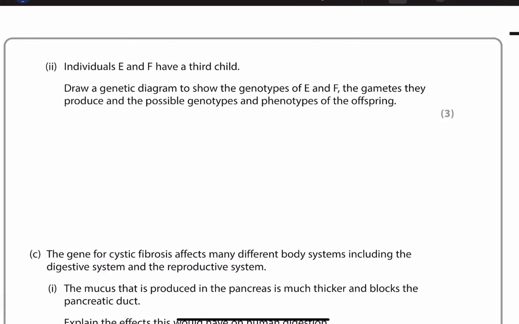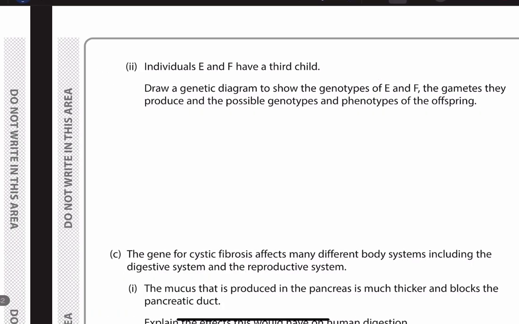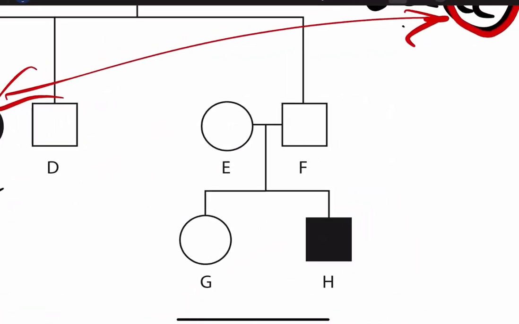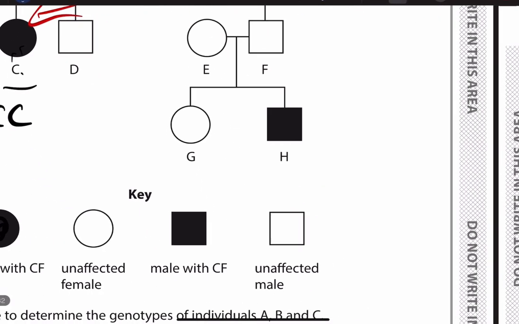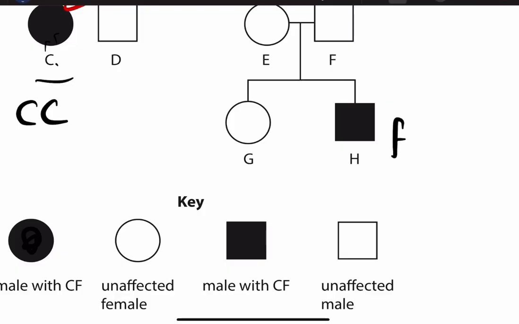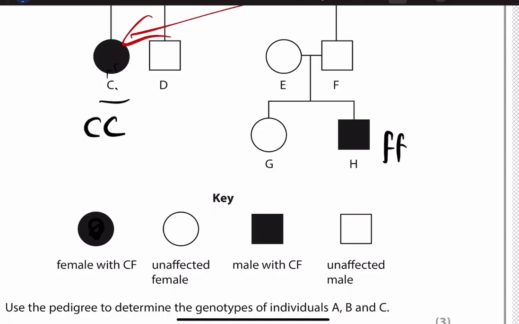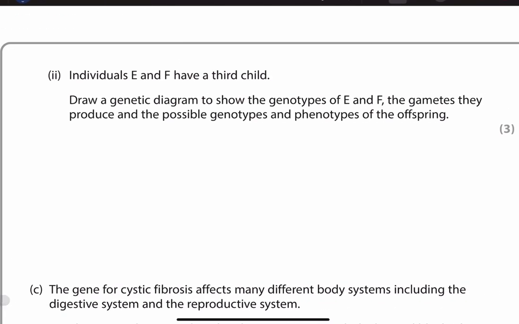Individuals E and F have a third child. Draw a genetic diagram to show the genotypes of E and F, the gametes they produce, and the possible genotypes and phenotypes of the offspring. Okay, so E and F. So E and F were able to produce a child that has cystic fibrosis, right? So this child is unfortunately ff. And this means that both the parents are heterozygotes. This makes life a lot easier, because the gametes they produce and the possible phenotypes. Okay, so the genotypes of the parents are this, right?